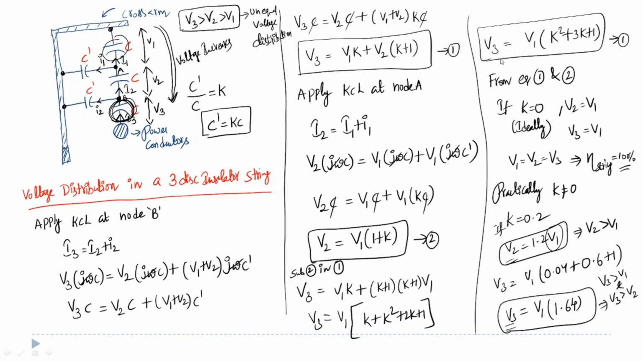Why does it happen? The voltage distribution is not equal due to the shunt capacitance, which is also called the mutual capacitance. Because of this shunt capacitance or mutual capacitance, the current gets divided, so that the voltage across each and every insulator disc is not the same. That is the reason why the string efficiency will be lesser, right?